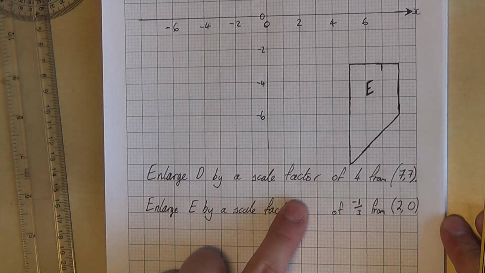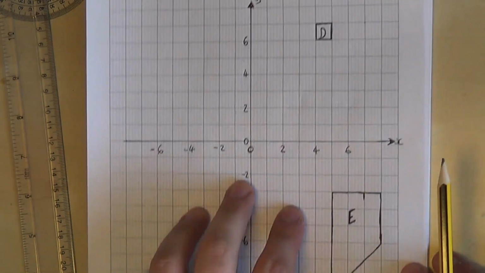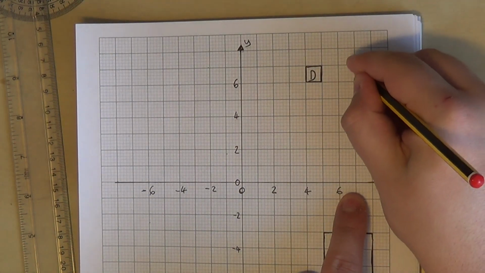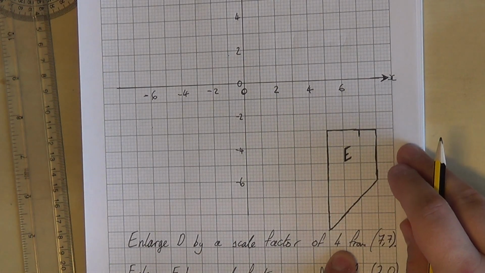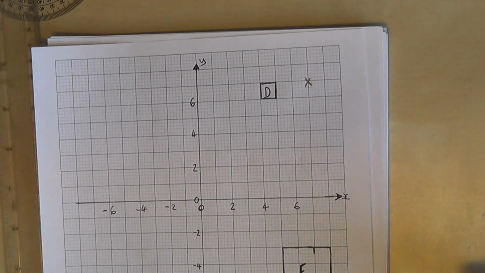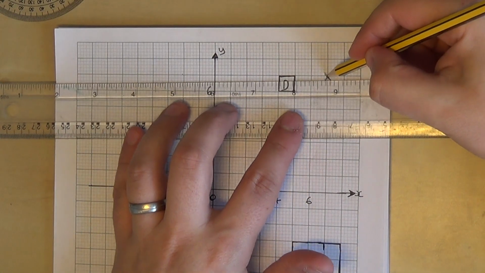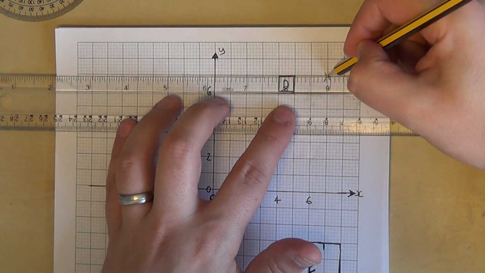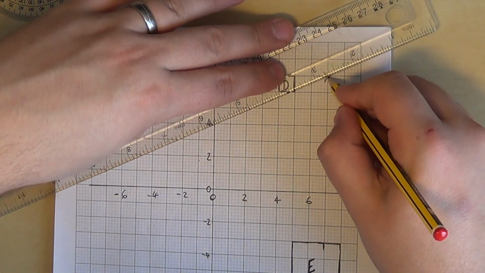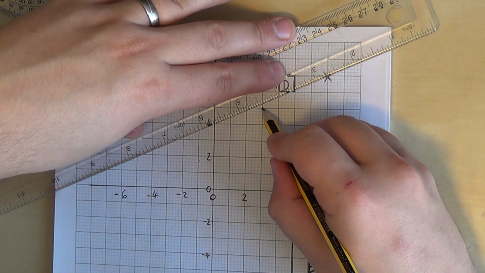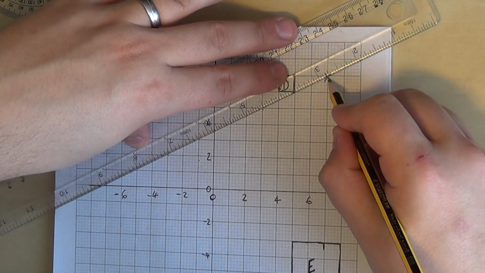We're going to enlarge D by a scale factor of 4 from the point (7, 7). So first job, find the point (7, 7). Well, 7 right, 7 up, that is there. Scale factor of 4 means 4 times larger and 4 times further away. There are a few different ways to do this. I would draw the rays whichever way I'm doing, just as a guide. So from this point through, these vertices will be that direction. And this corner, this vertex, what am I talking about, will head off in this direction. Try and be kind of accurate.